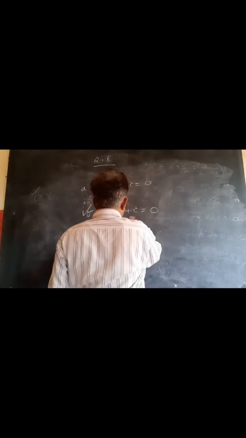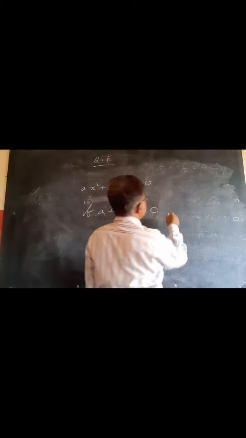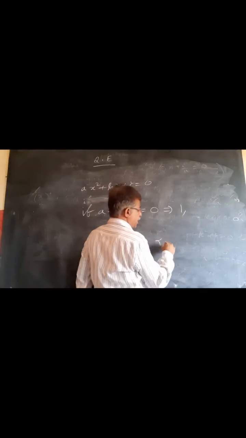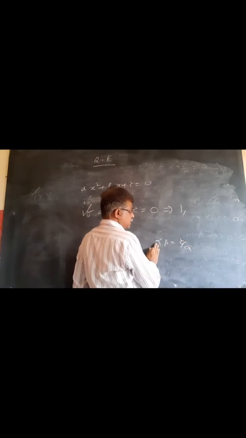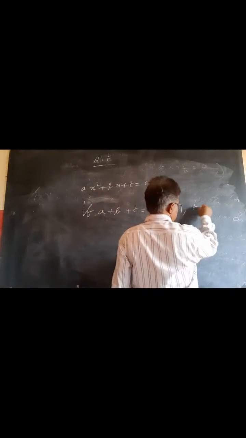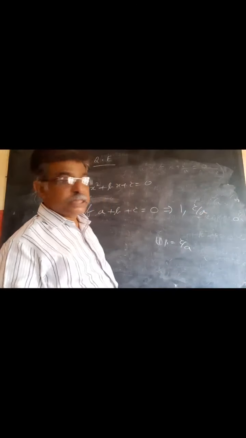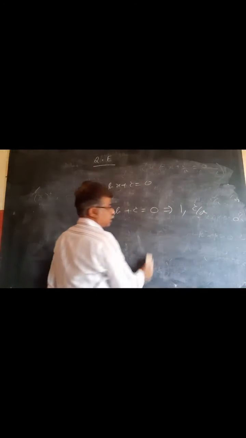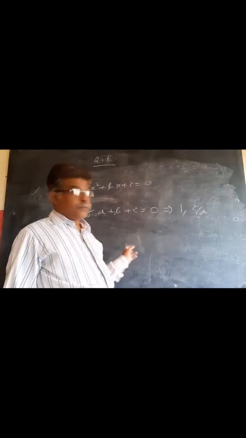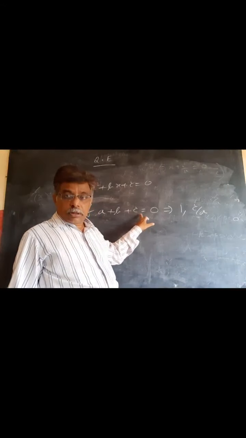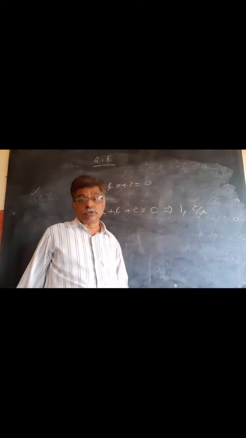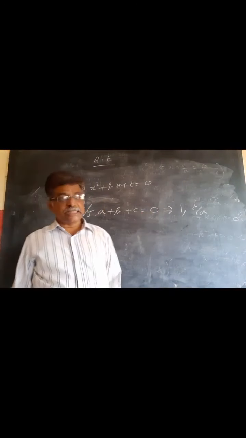So whenever a plus b plus c, the sum of the coefficients, is 0, it implies 1 is a root, and for the other root, we know that alpha beta equal to c by a. We are saying alpha is 1, then beta is c by a only. So 1 comma c by a are the two roots if a plus b plus c is 0 always. You can use this as a shortcut trick for objective questions. If you add up the coefficients and it is 0, then we can directly write the two roots without solving, just by writing 1 comma c by a.